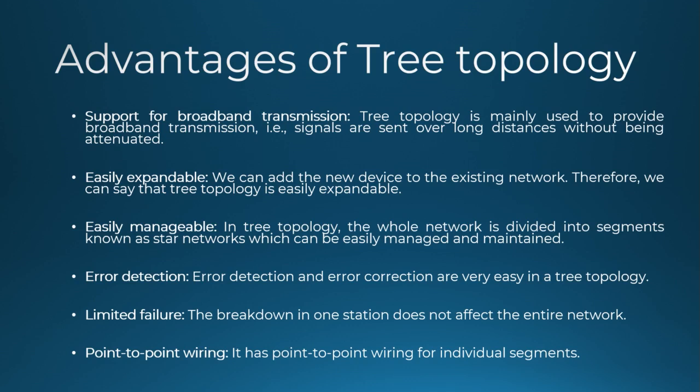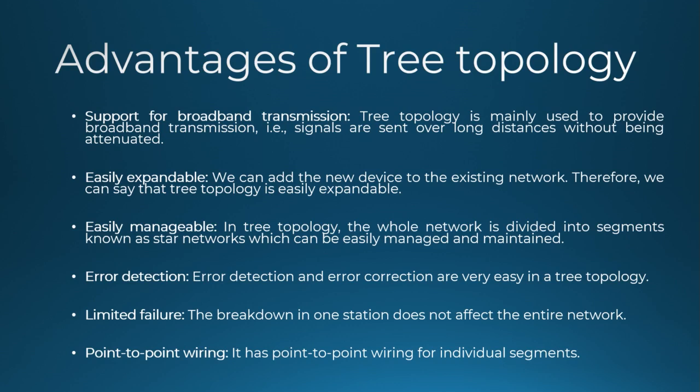What are the advantages of tree topology? Support for broadband transmission. Tree topology is mainly used to provide broadband transmission. Signals are sent over long distances without being attenuated, means without any disruption. Easily expandable, we can add new devices to the existing network. Therefore, we can say that the tree topology is easy to expand.